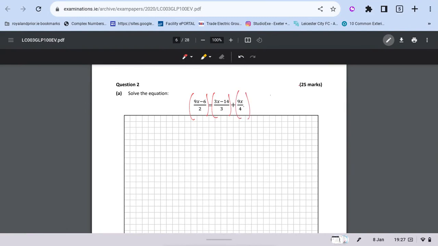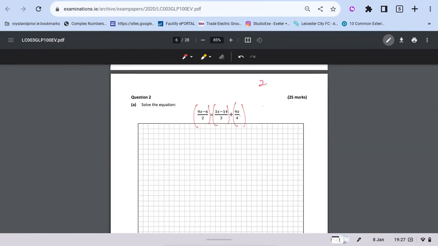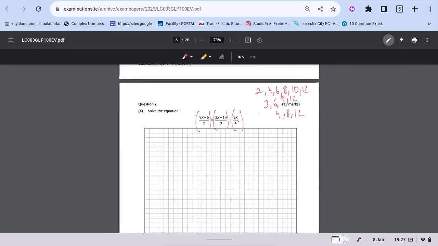And then what's the lowest common multiple? Remember your multiples of 2: 2, 4, 6, 8, 10, 12. Multiples of 3: 3, 6, 9, 12. Multiples of 4: 4, 8, 12. Now, don't be panicking if you wrote 24 or 36. It's all going to give you the same answer at the end. So 12 goes outside each.